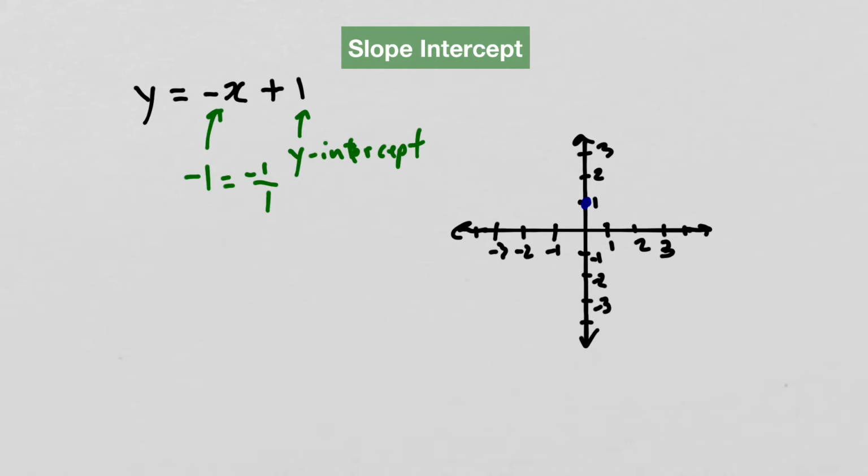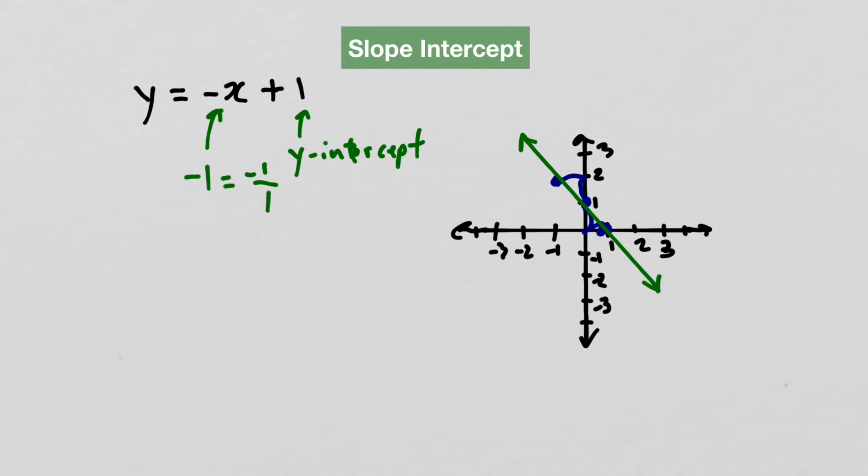Okay, so let's start at the y-intercept. And we're going to rise one position, and then we're going to run to the left one position, and that lands us right here. The opposite is also true. You're going to drop one position and then run to the right one position. And what you get is a graph that looks like this.